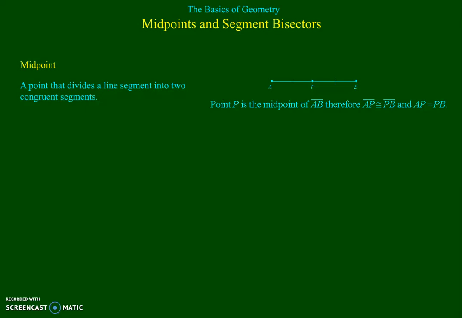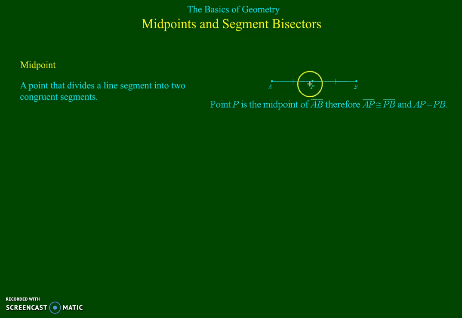This is part 5 of the series, The Basics of Geometry. In this part, since we've talked about segment congruence, we're going to look at an extension of this idea. Here we have a picture which has segment AB, and segment AP is congruent to segment PB. So this segment is congruent to this.